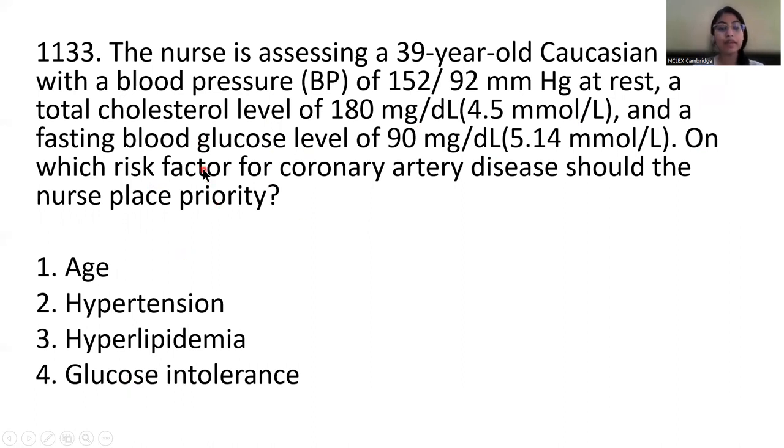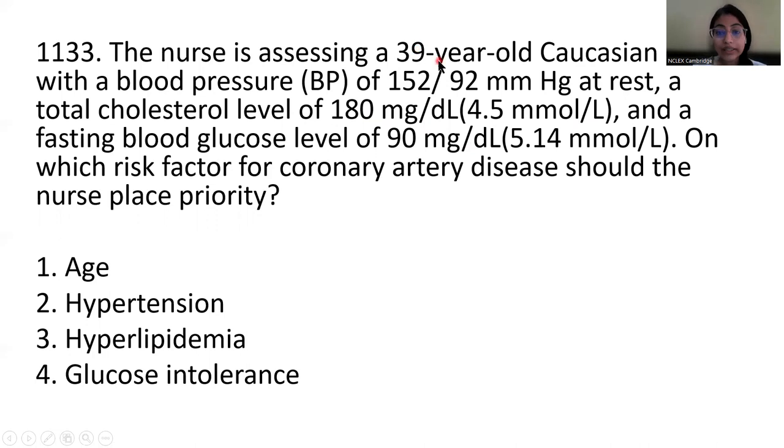So we have been given these factors, and we have to find which is a risk factor. Age is a risk factor, BP is a risk factor, cholesterol level is a risk factor, or glucose level is a risk factor. So we can see that glucose level is in normal range. Also, cholesterol level is in normal range. It is less than 200 mg per deciliter.